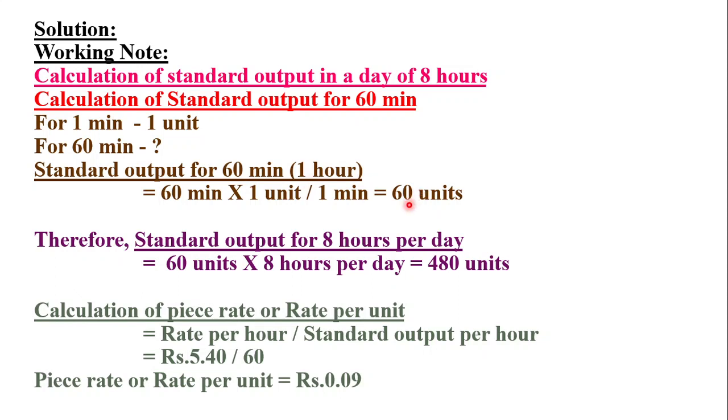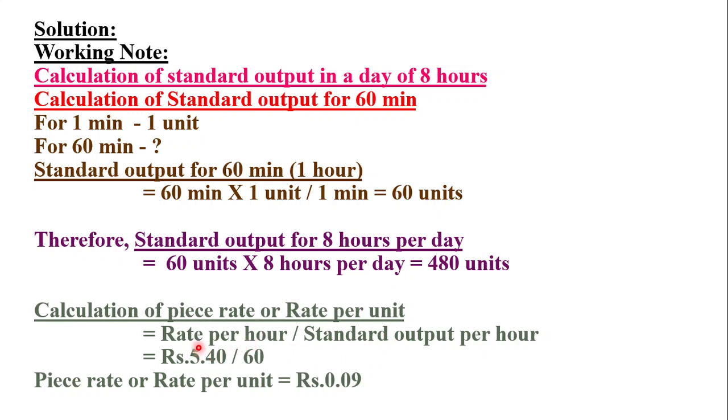Now, we can calculate for 8 hours. Standard output for 8 hours per day: 60 units is for 1 hour. For 8 hours how much? 60 units into 8 hours per day, 480 units. Then the piece rate or rate per unit is also not given, that also we have to calculate.